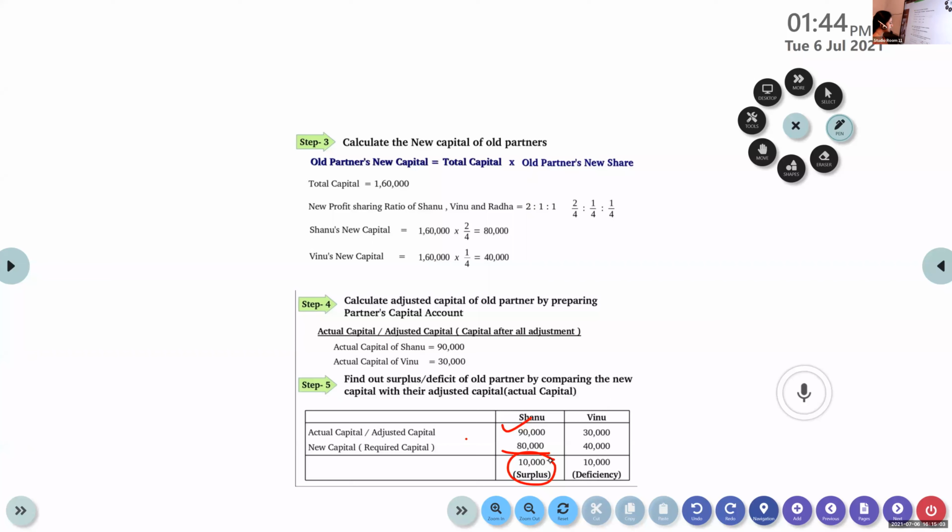And let us talk about Vinu. Vinu's original capital was 30,000. But now we found out that Vinu's capital should be 40,000. So there is a 10,000 deficiency. Vinu should bring 10,000 more.